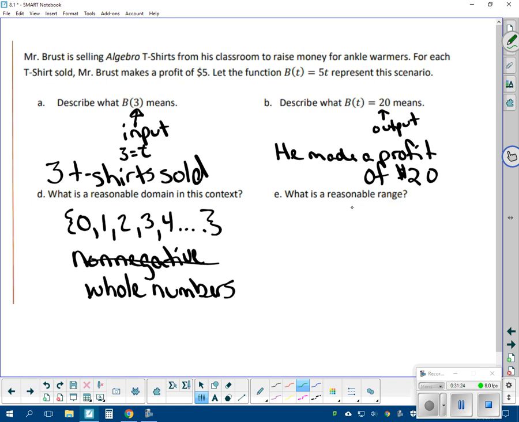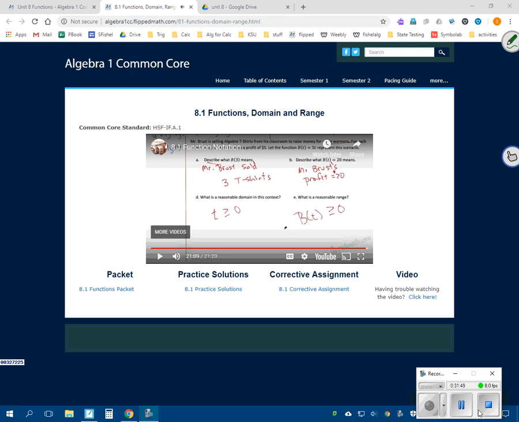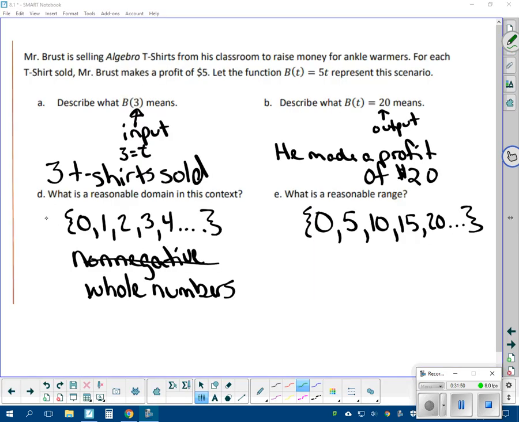A reasonable range, well, if he sells no t-shirts, 0 t-shirts, he's not making any money. So if I plug 0 in, I'm getting 0 out. If I plug 1 in, if he sells 1 t-shirt, $5. 10, 15, 20, etc. And we could just follow that pattern. So that would work just like that. And one more thing to add, we really should have given variables here. So t would equal, and then over here, for your range, you're talking b of t.